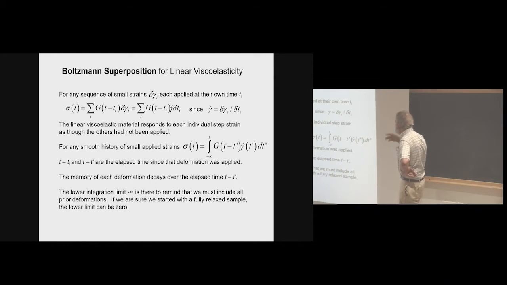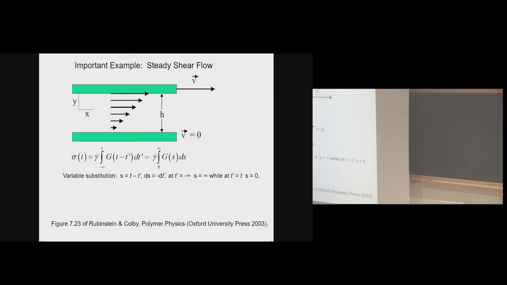Let's see, so each one is going to decay in exactly the same sort of form as the Maxwell model, but each with a different elapsed time. And so we can do a simple calculation, which is simple steady shear flow. Here shown like this, but in reality we're doing a twist so that we don't run into this crisis of the top plate being way over here with me.